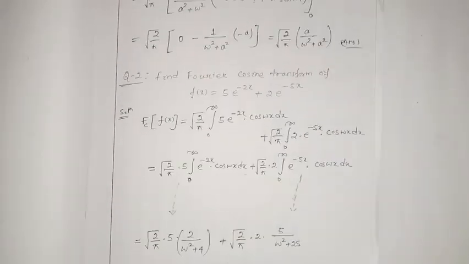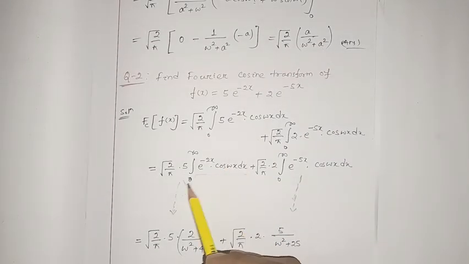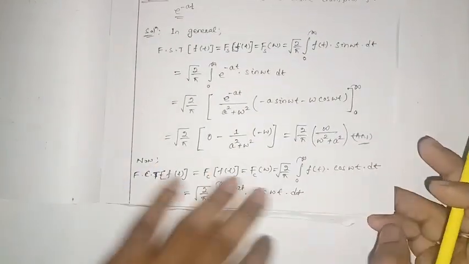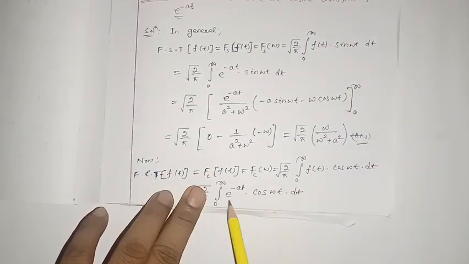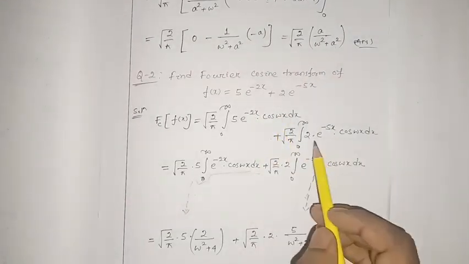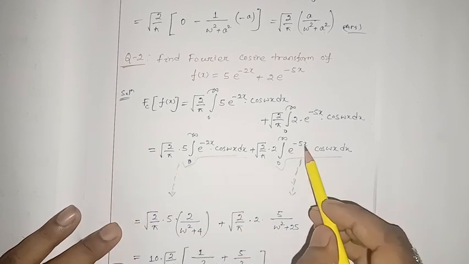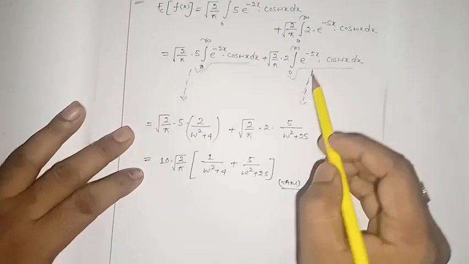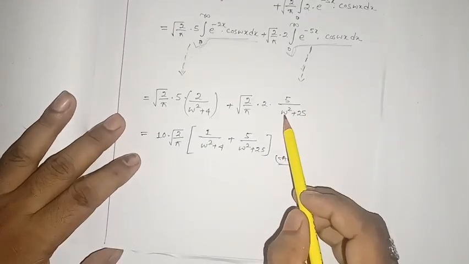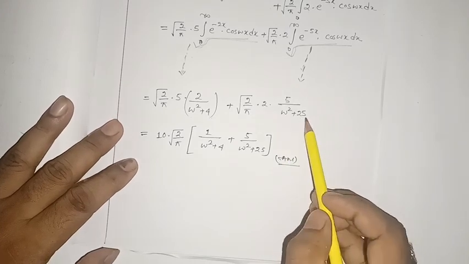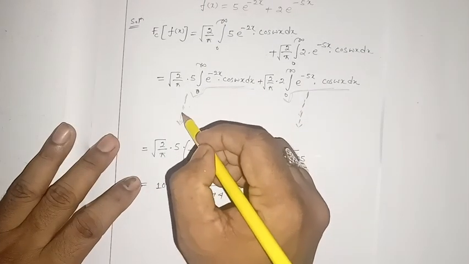If I compare this integral with this one, both are the same, but instead of a, there it has been written as 2. If I compare this integral with this one, instead of a, 5 is written. So what will be the value of this integral? 5 by omega square plus 5 square. See, here I have given an arrow mark.